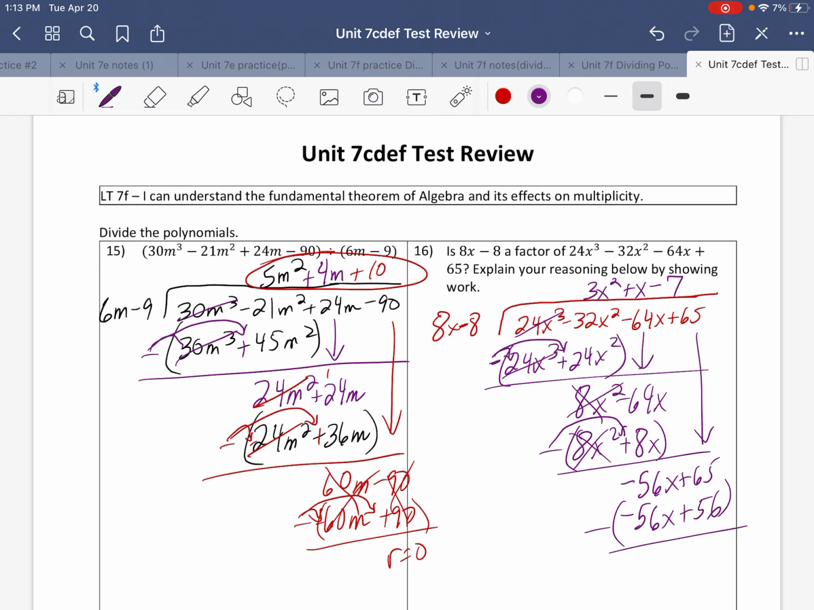When we subtract these, first terms simplify. Opposite of a positive is negative. So that is going to become 9. So it's going to have a remainder. So 8x minus 8 is not a factor.